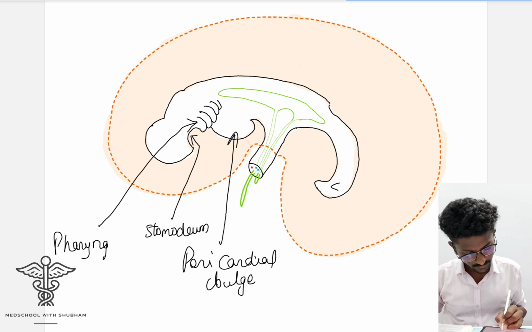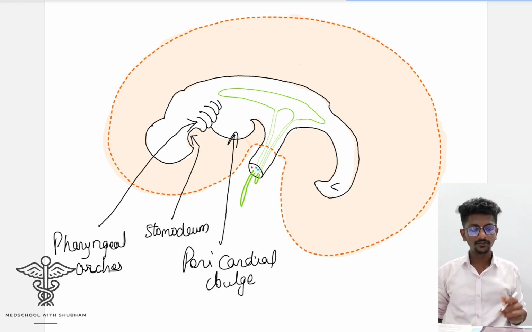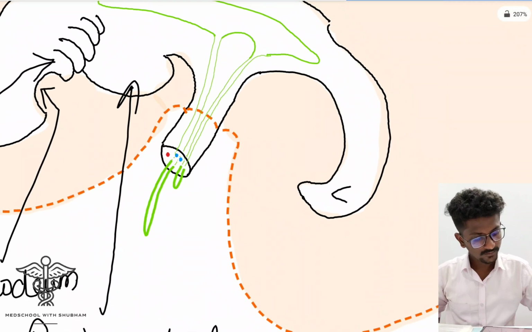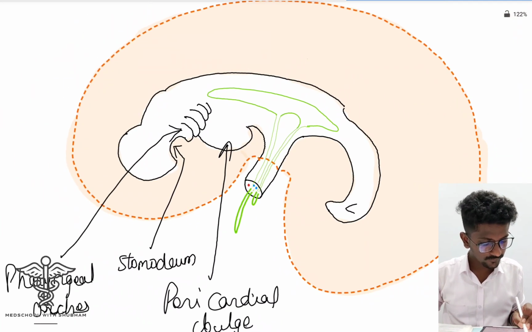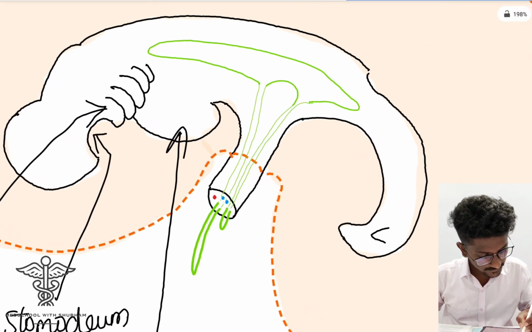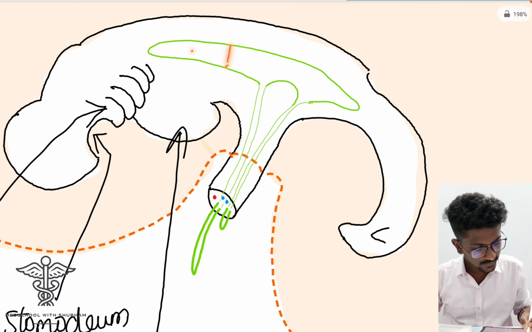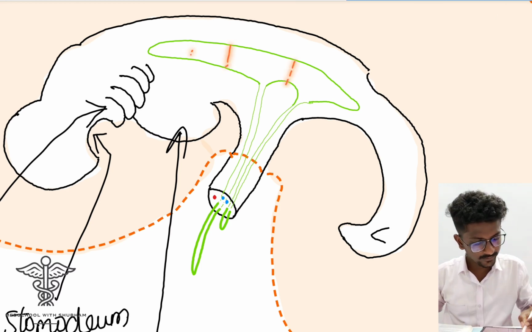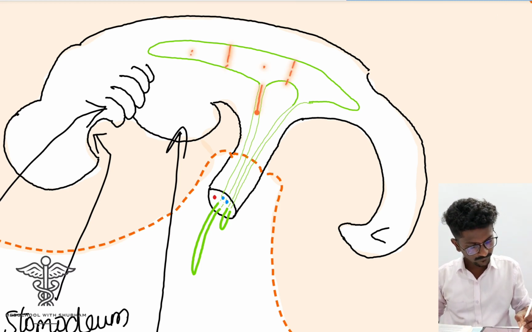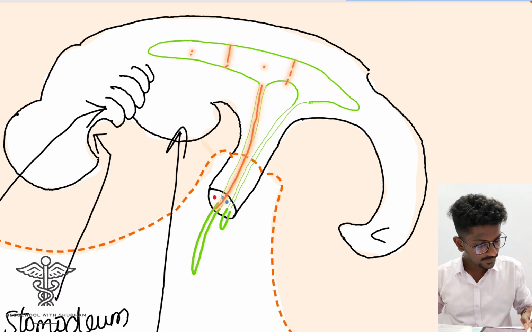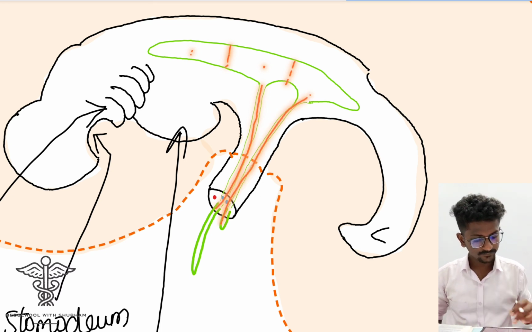Pharyngeal arches. I hope this is very clear to you guys. This was the yolk sac that you can see, and these are the two extensions of the yolk sac. This was the foregut, this was the midgut, and this is the hindgut. So from the midgut you got this vitellointestinal duct, and from the hindgut you got this allantois.